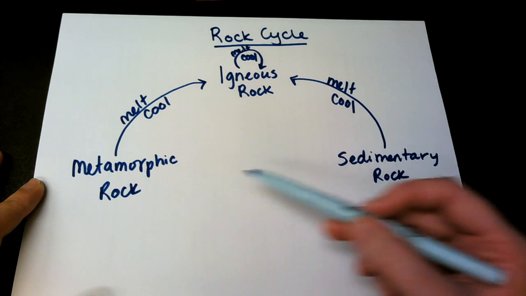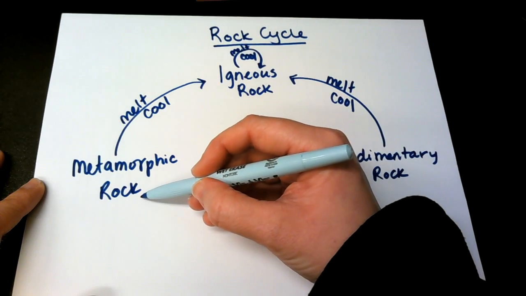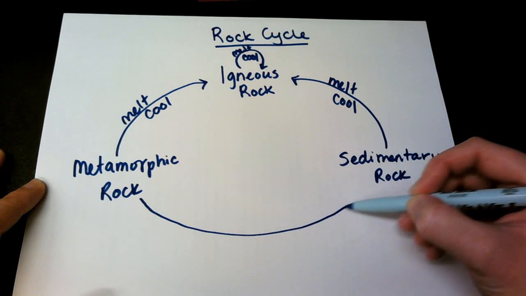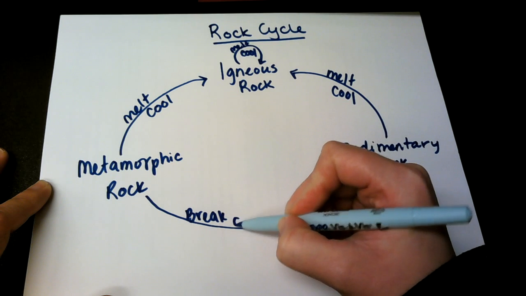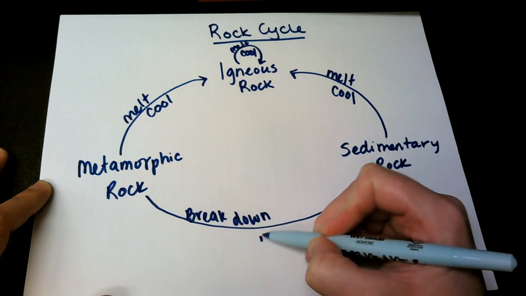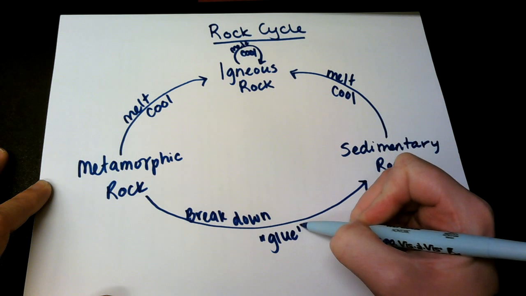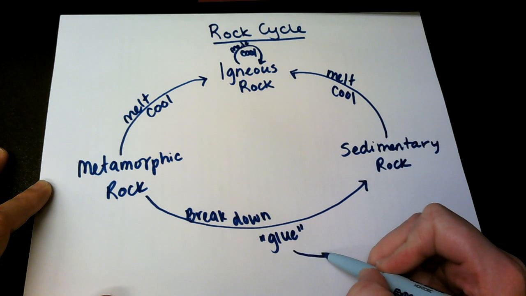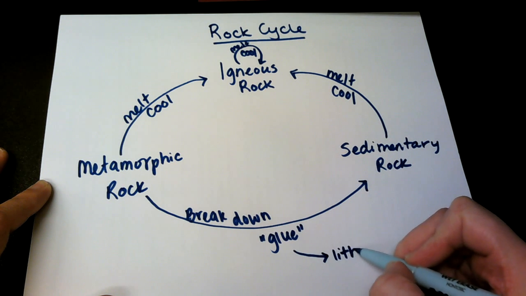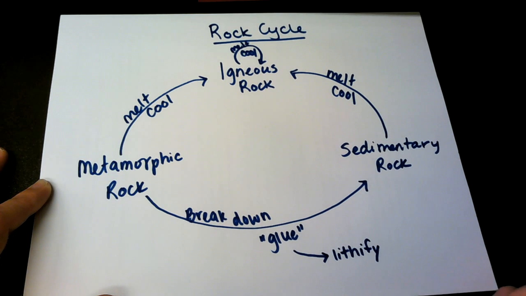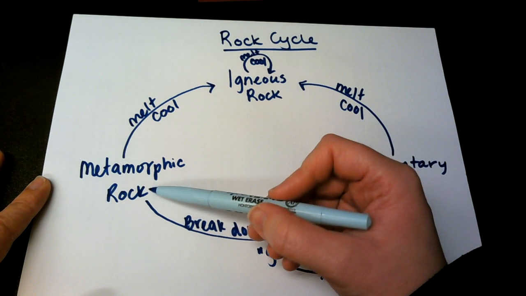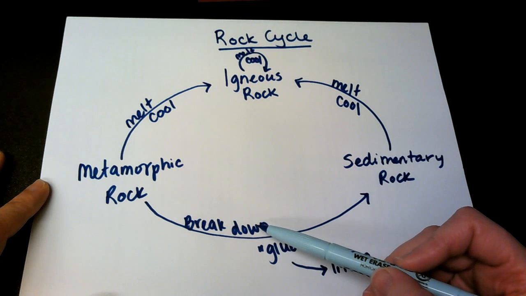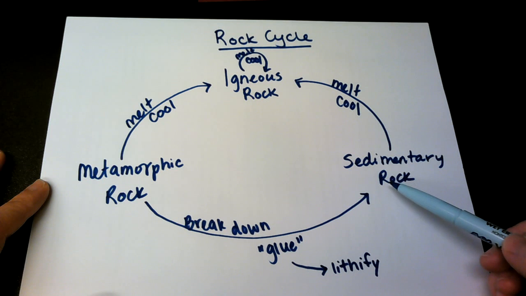To go from a metamorphic rock to a sedimentary rock, we need a new process. In this example, we're going to break down the metamorphic rock into small pieces, and then we are going to glue those pieces together. The actual word for this gluing process is lithify, if you want to know more. We're just going to use glue for the rest of the chart. So if we take a metamorphic rock, break it down into small pieces, and glue them back together, the new rock is called a sedimentary rock.